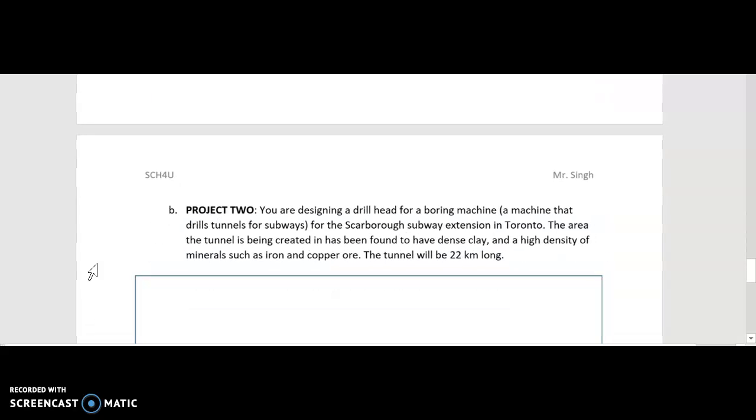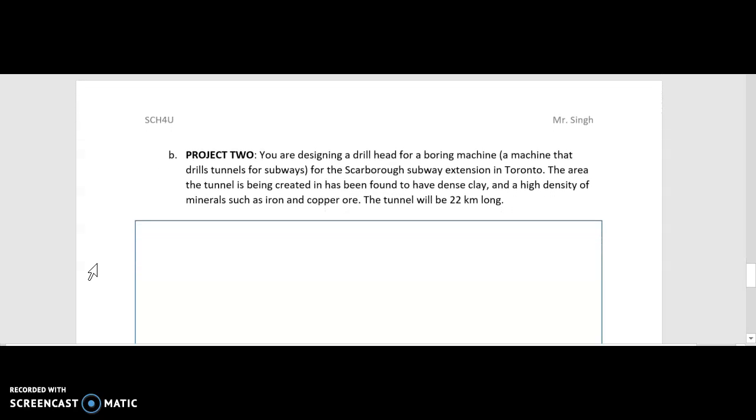For the second one, project 2, you are designing a drill head for a boring machine. A boring machine is a machine that is used to drill things like subway tunnels. So they just go underground and they just keep drilling all the way through. And this is for the Scarborough subway extension in Toronto. So if you're not familiar with it, this is an actual project. So you can look it up. So the TTC is supposed to extend past Kennedy. So just a little information there.